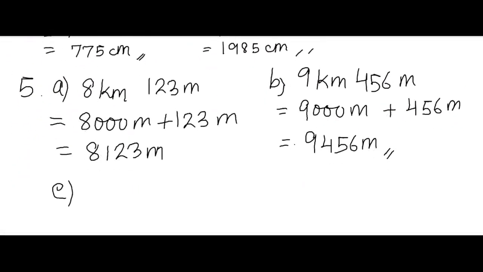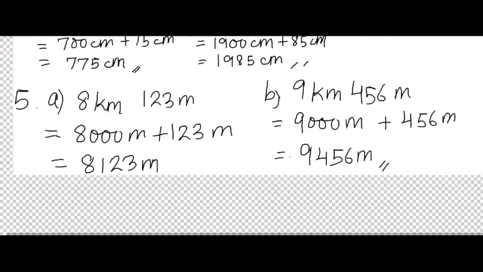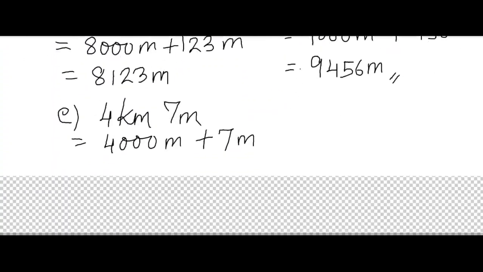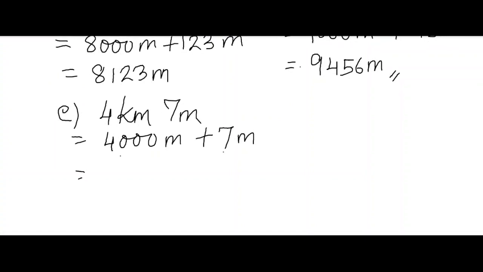Okay, what is the question in number E? 4 kilometer 7 meter. 4 kilometer 7 meter. So 4 kilometer equals how many? 4000 meter plus 7 is already in meter. So you just have to add 7 meter. You can't add 7 in the 100 position directly. So you have to add this 7 with the 0 in ones position. So your answer will be 4007 meters.